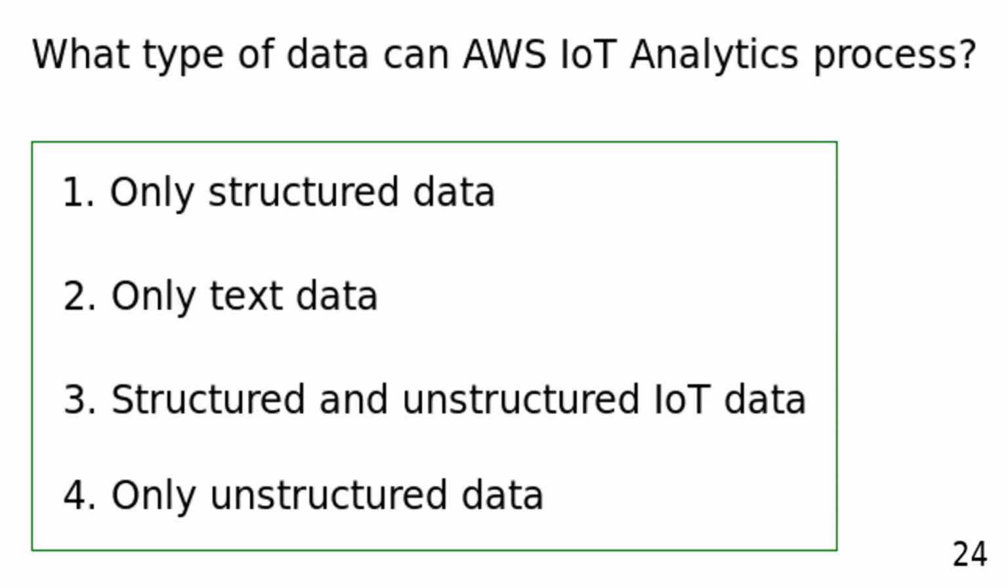What type of data can AWS IoT Analytics process? Only structured data. Only text data. Structured and unstructured IoT data. Only unstructured data.